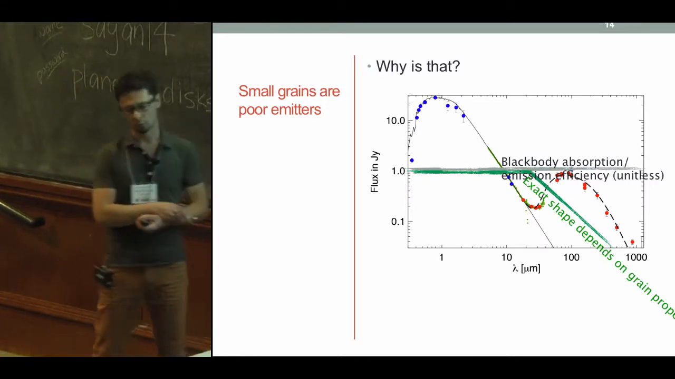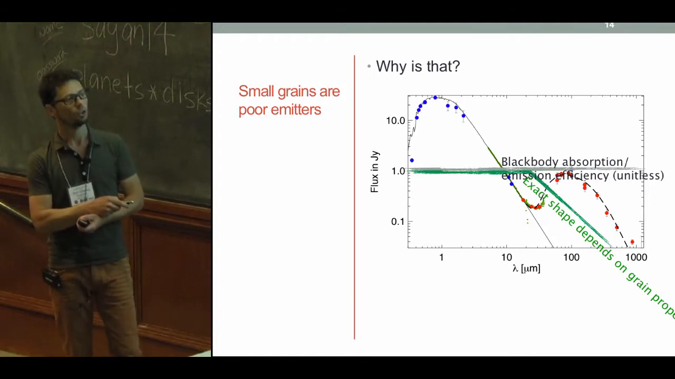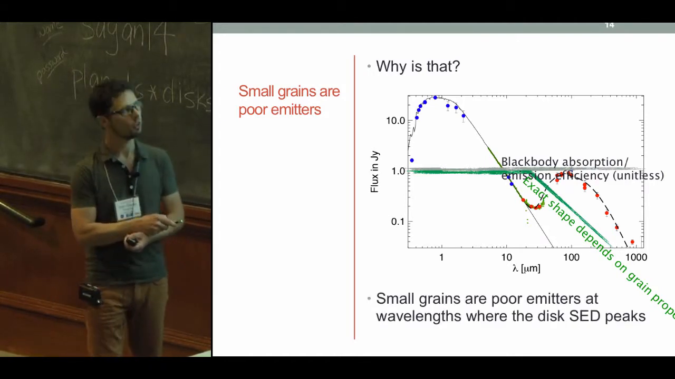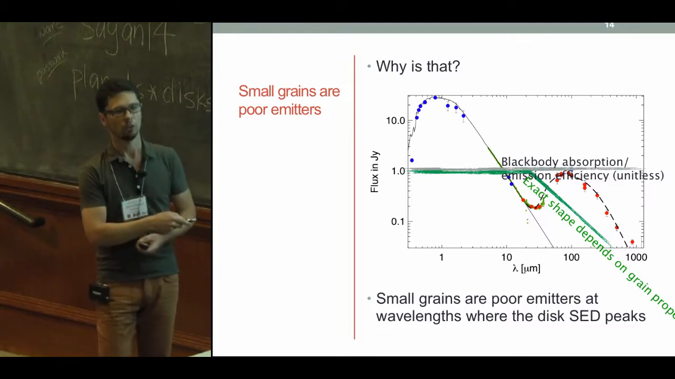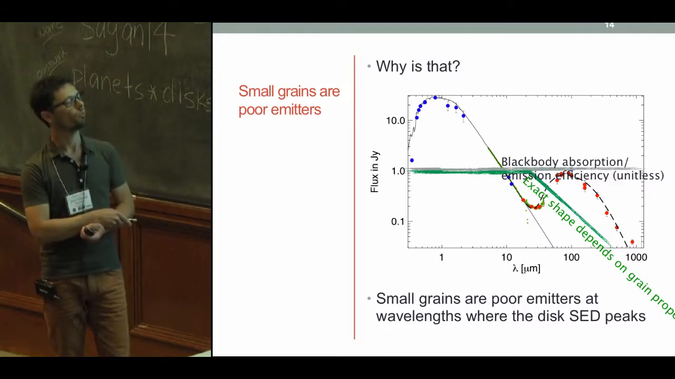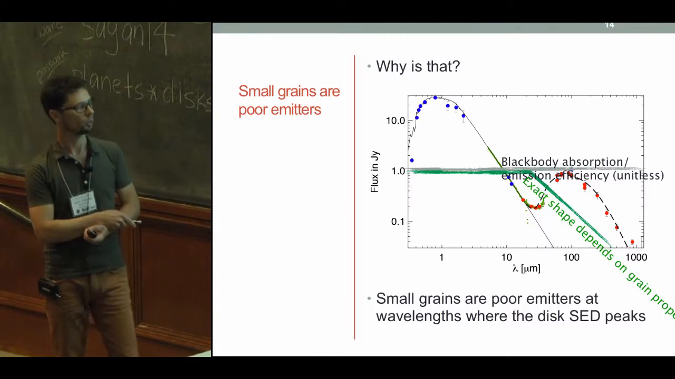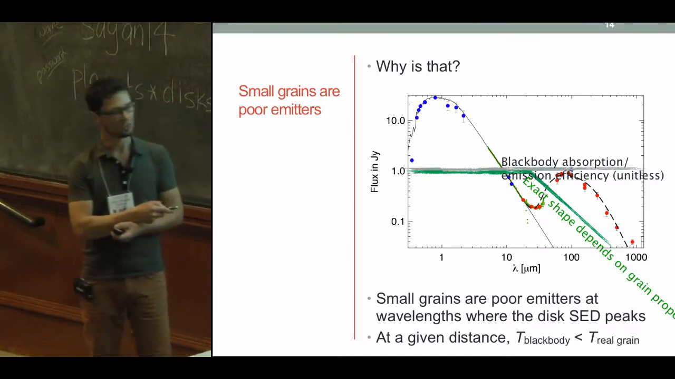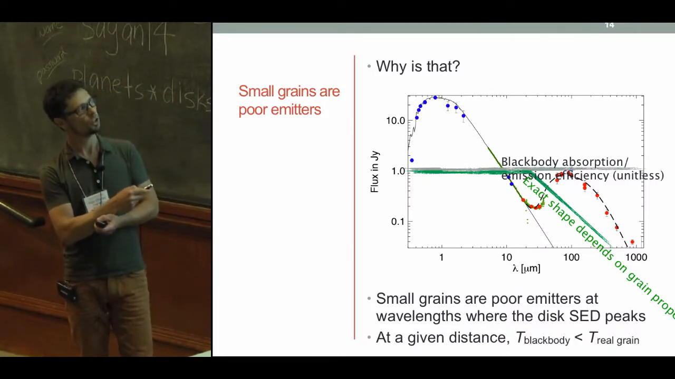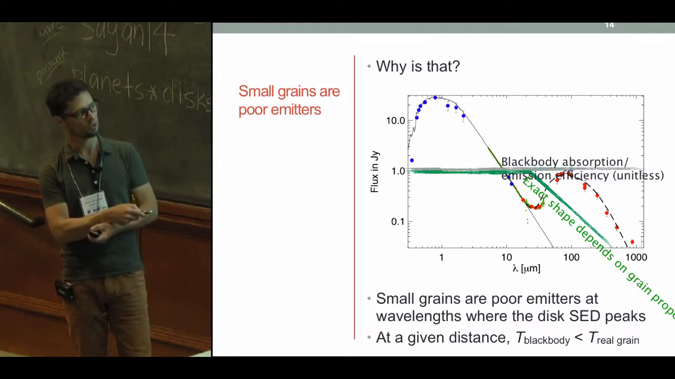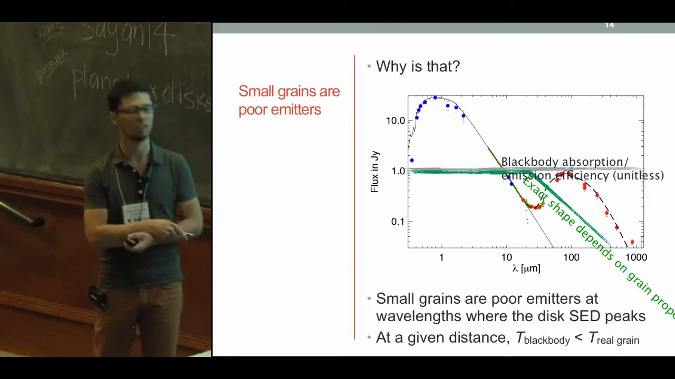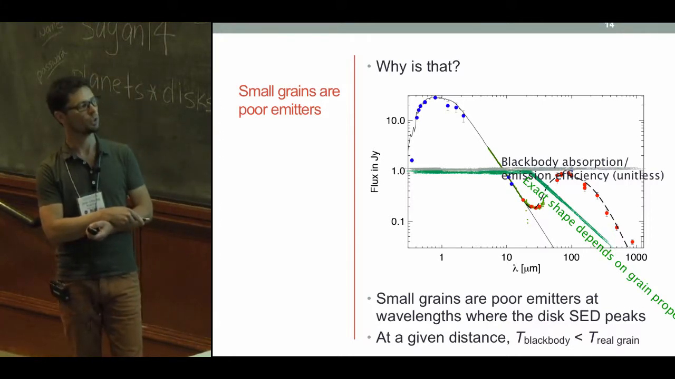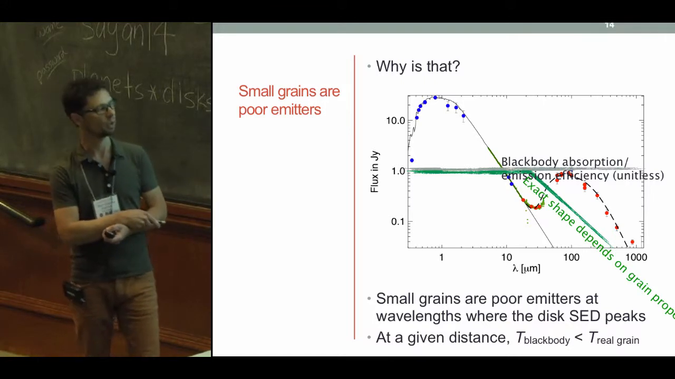So the bottom line here is that the small grains are very poor emitters at the wavelengths where the disk SED peaks, which is the main problem when you consider black bodies instead of real grains. As a consequence, they absorb as much emission as the black body grains, but they emit less. So the temperatures of real grains are usually larger than the temperature of equivalent black body grains.